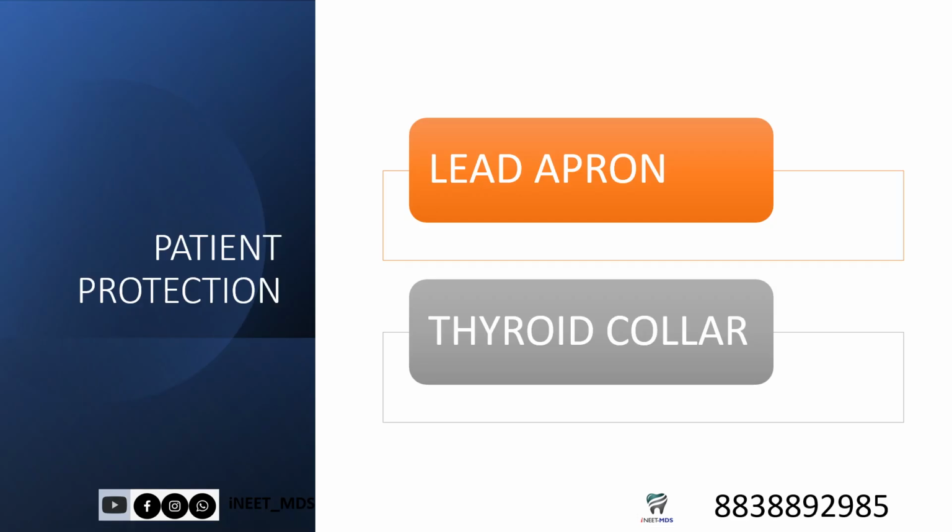Then you can move on to patient protection. What all components do you have? You have the lead apron, the thyroid collar, and also the gonadal shields.